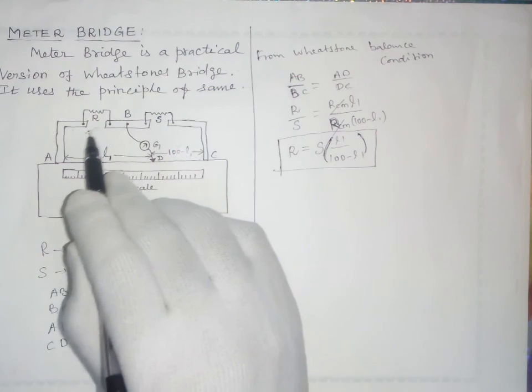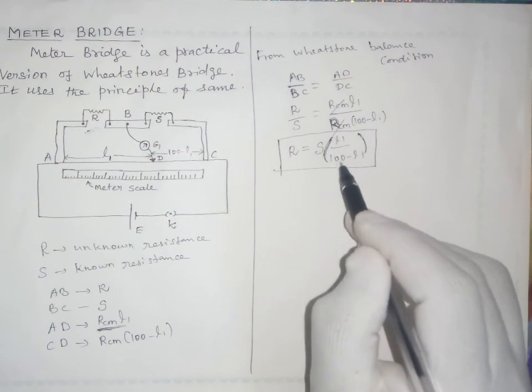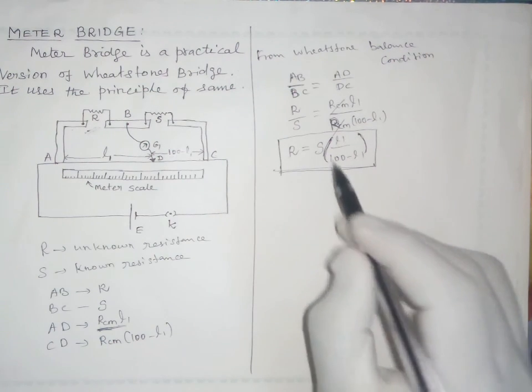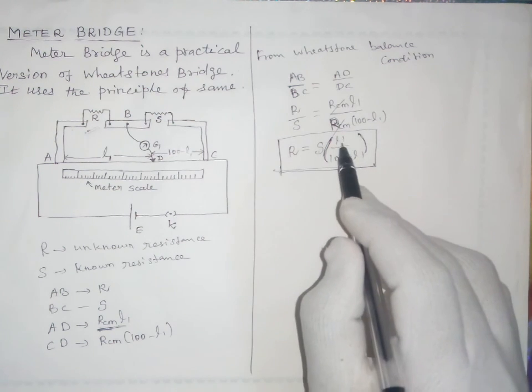The unknown resistance should be attached here. So R equals S into L1 by 100 minus L1. In this way we can calculate the unknown resistance. For accuracy we can change the S value. On varying the S value, L1 also changes.